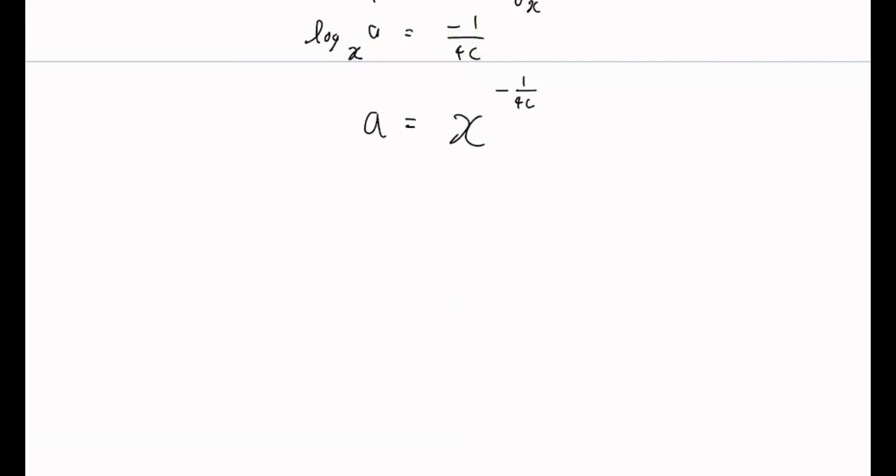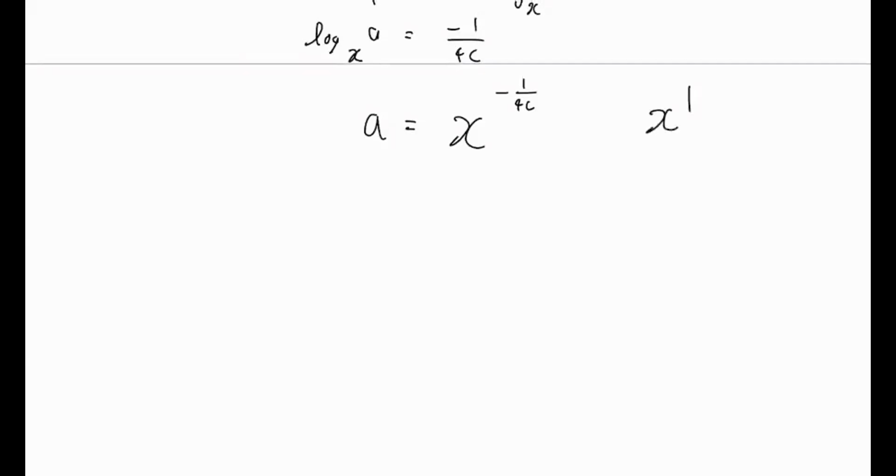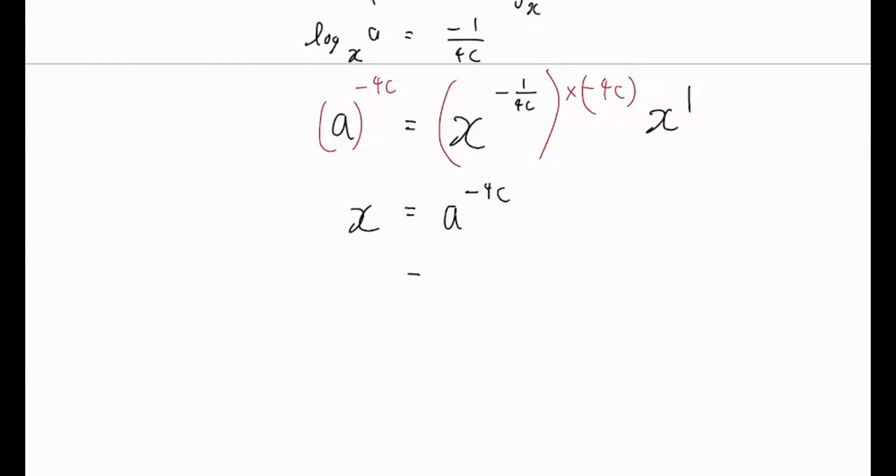Here I'll make x the subject. In other words, I want x to the power 1 as the subject. How do I go from -1 over 4c into 1? Times -4c. Good. If you times -4c, that's the same as raising the right hand side to the power of -4c. So on the right hand side, you also have to do the same thing. Raise to the power of -4c. Then therefore you get x equals a to the power -4c. You can flip it around, then you get 1 over a to the power 4c.